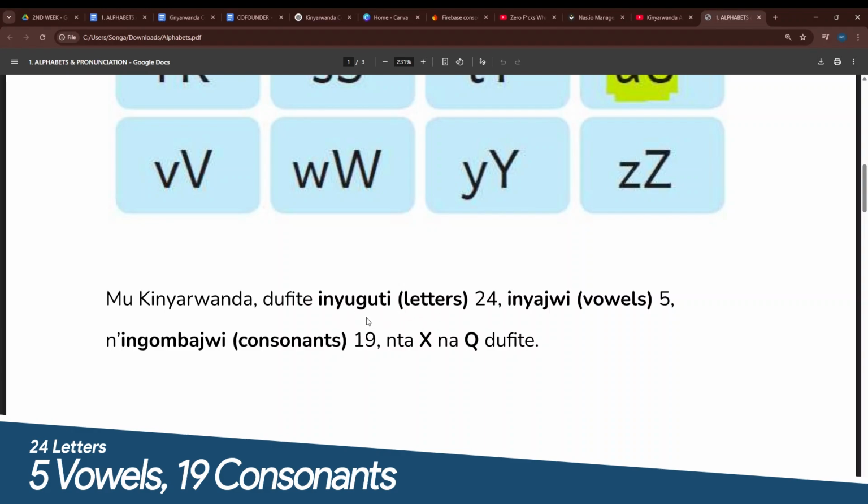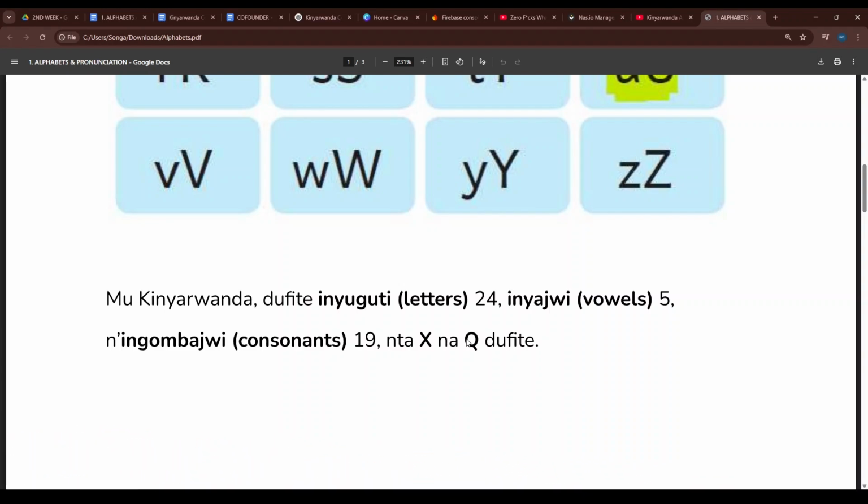And you will notice that in Kinyarwanda, we don't have X and Q. Among all the letters we don't have X and Q. So any word that has X and Q, you should know that this word is not Kinyarwanda word.